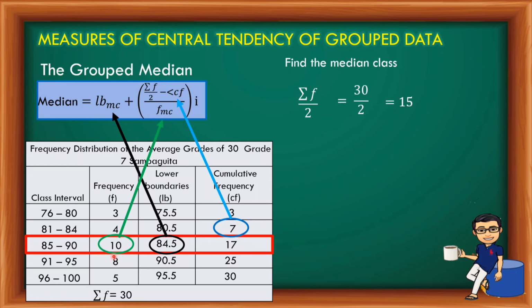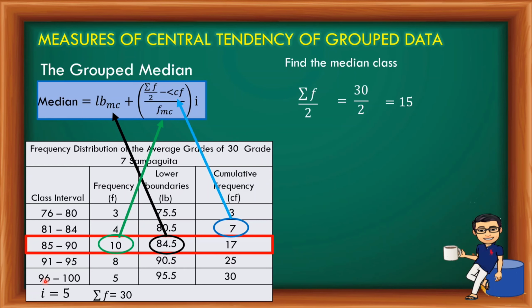Itong ating 10, yan naman yung tinatawag nating frequency of the median class. Again, ito naman yung frequency of the median class. So, ang tanong, alin yung summation of f? So ito na yung summation of f natin, 30. So ang nawawala na lang ay interval. So ang interval naman natin ay 5.